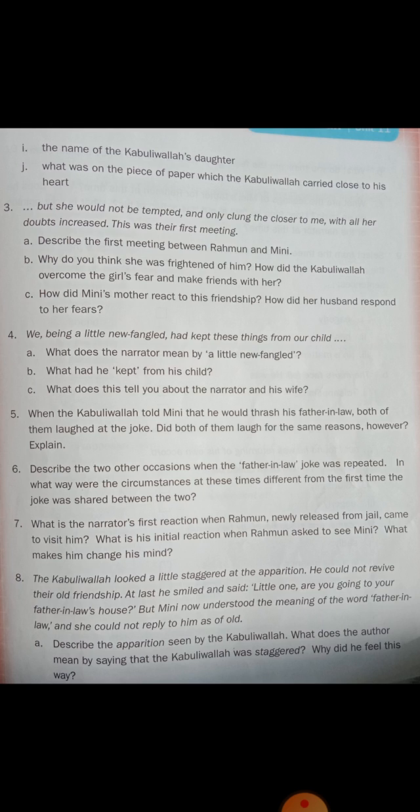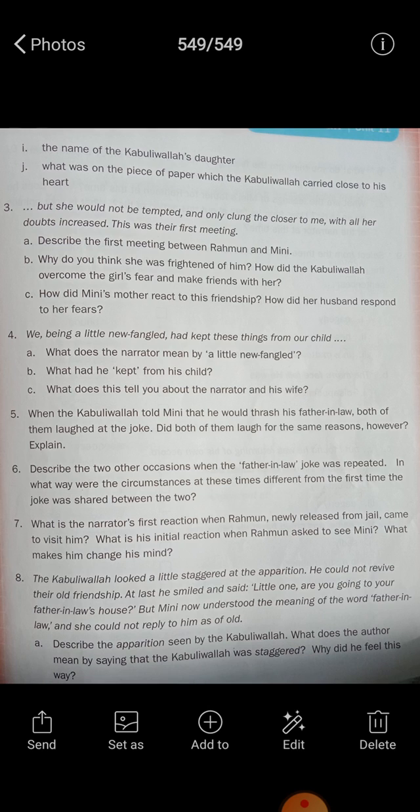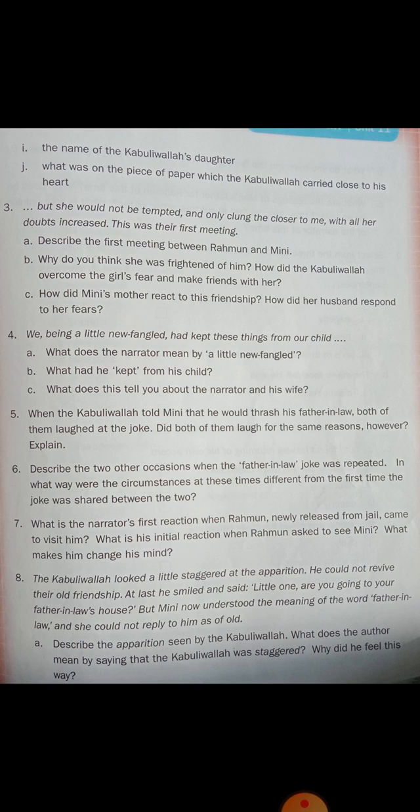Now next question: we being a little newfangled had kept these things from our child. Now the question is, what does the narrator mean by a little newfangled? It means someone with progressive ideas and not following the old traditions or customs, forward looking. Next question, what had he kept from his child? He did not want his daughter to be influenced by the thought of marriage. So this thing they have kept away from his child.